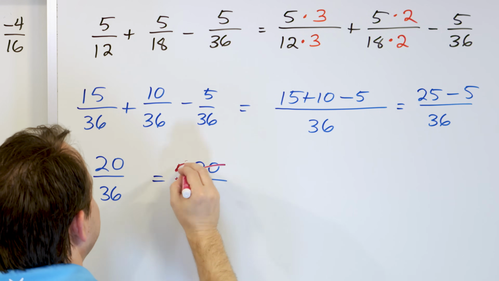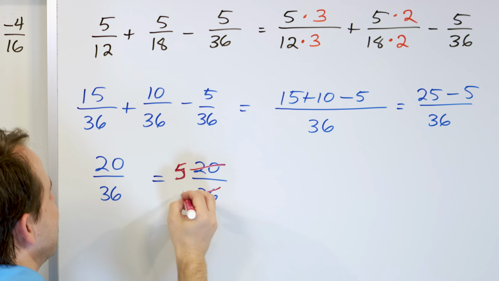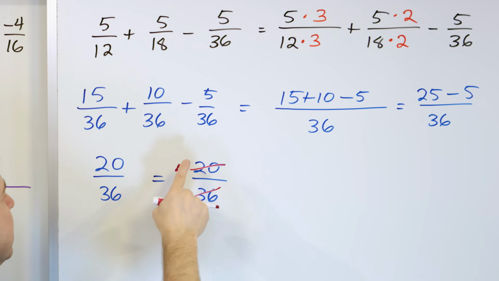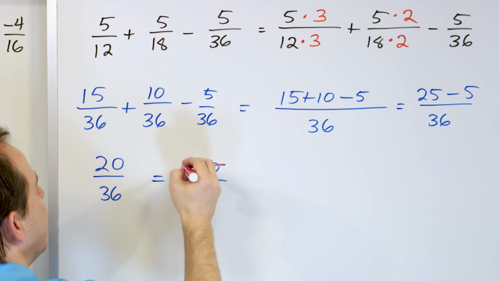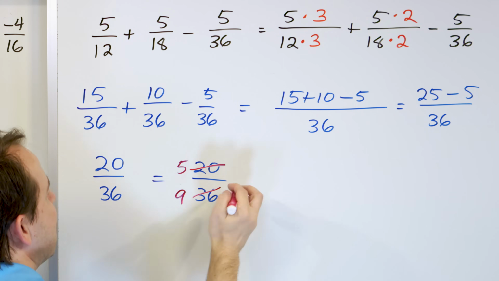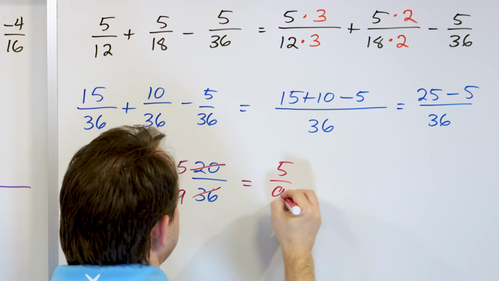36 divided by 4 is 9. Right? Let me write that again. Divide by 4, I'm going to get 5. Divide by 4, I'm going to get 9. So the answer is 5/9. Double check myself.